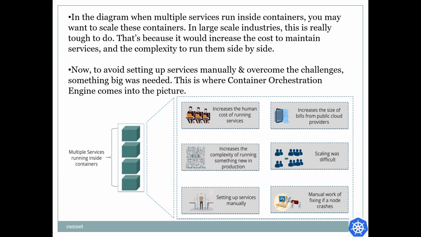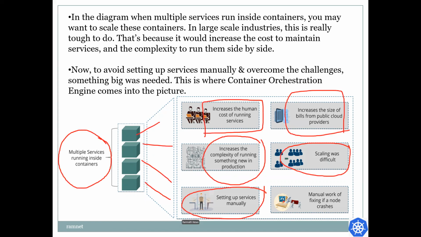Like increases in the human resource cost of running the services, increases in the size of bills from public cloud providers, increases the complexity of running something new in production. Scaling is very difficult. Setting up services manually takes a huge lot of time for us. Manual work of fixing the node when it crashes. These are all the things people will have when there is exponential growth of the container platform. So what could be the solution for that?